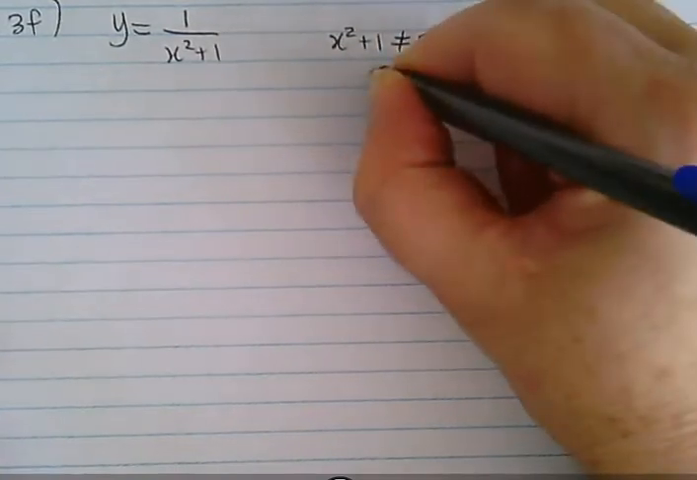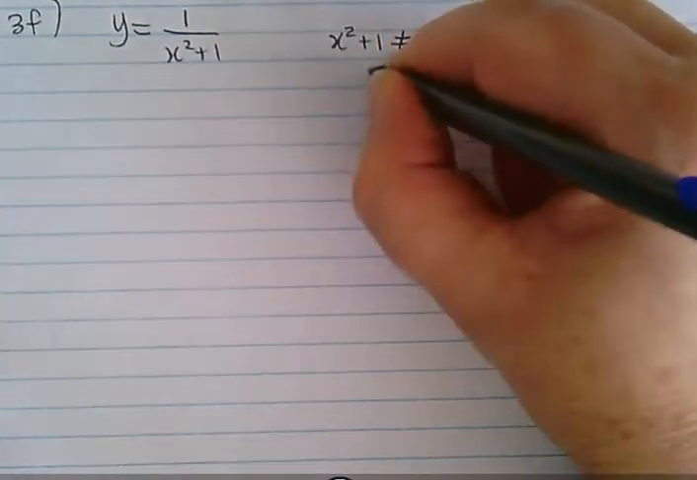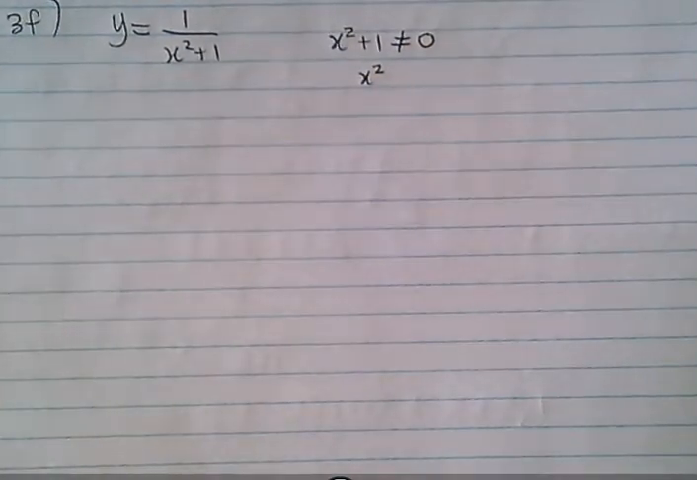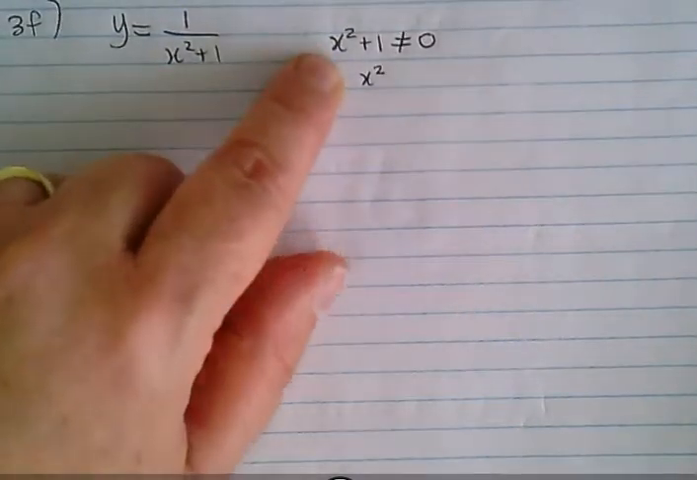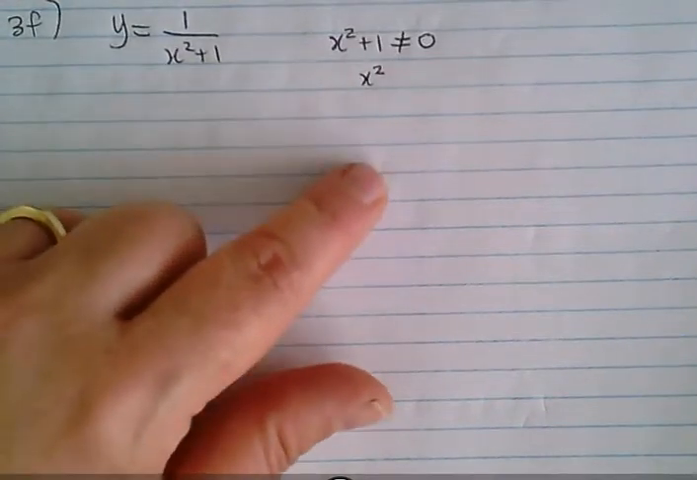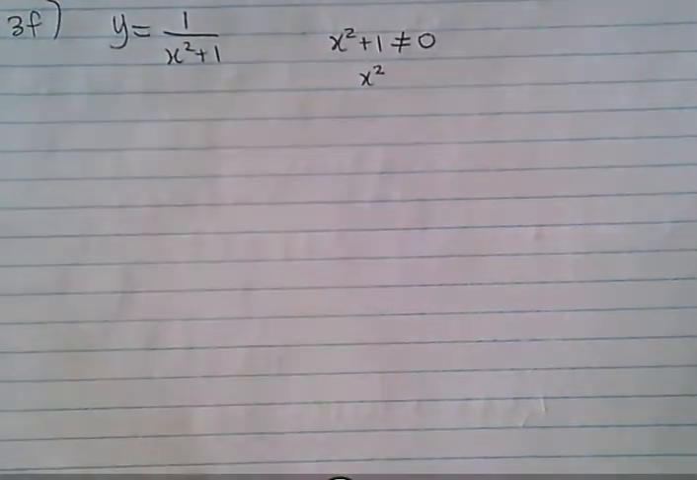x squared plus 1 can't equal 0. x squared, but it'll never be 0, you know. Do you see that? You'd have to have x squared is -1. That'll never happen unless we're doing complex numbers in Extension 2. So that denominator is never going to be 0 anyway. No problem. x can be whatever it wants.